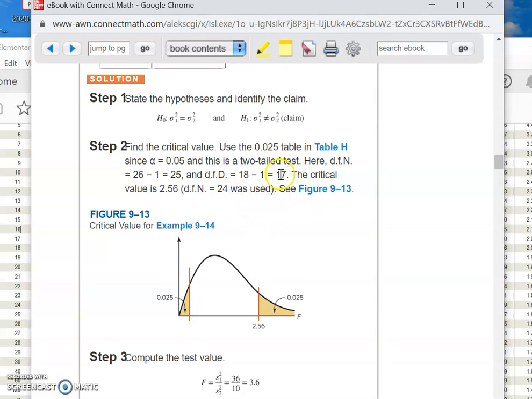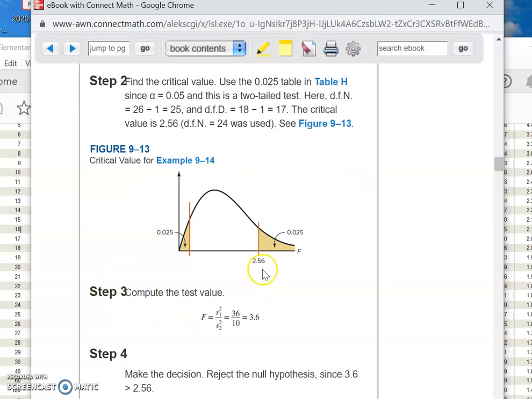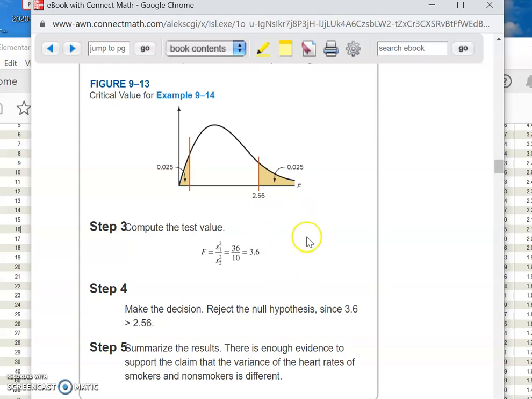So if alpha is 0.05, we're going to use the 0.025 table. Okay, so you got the degrees of freedom, you go to that table and you get this critical value of 2.56. All right, so 2.56, that's my critical value. That's the one I'm going to be paying attention to. Now, I know there's another one over here, but I don't know what it is based on these tables. I don't care because I'm only going to use this one. I compute the test value. I get 3.6. That's right in here somewhere, right?